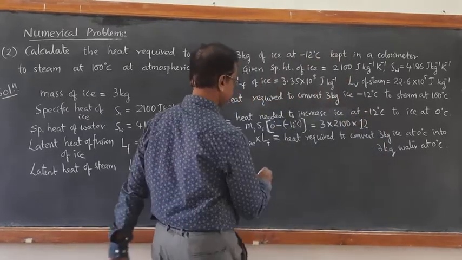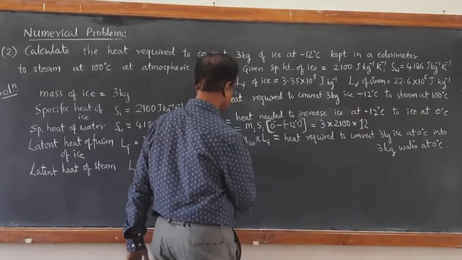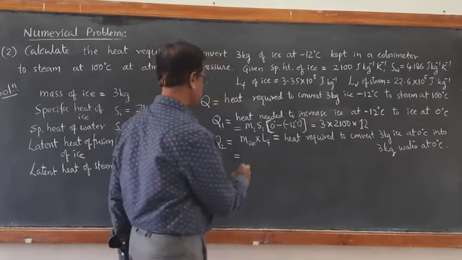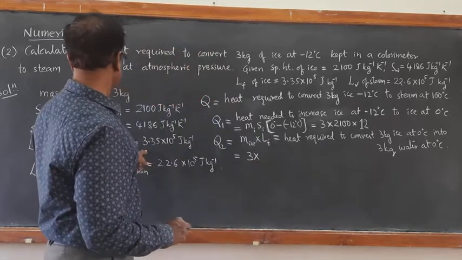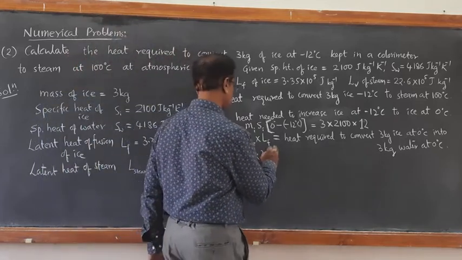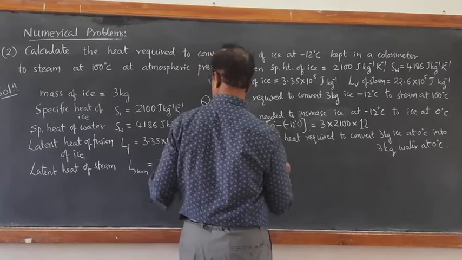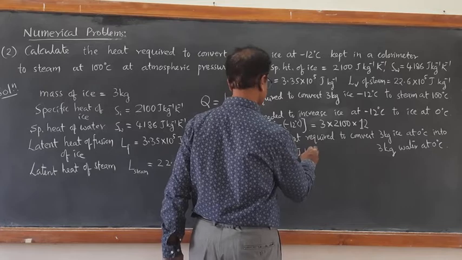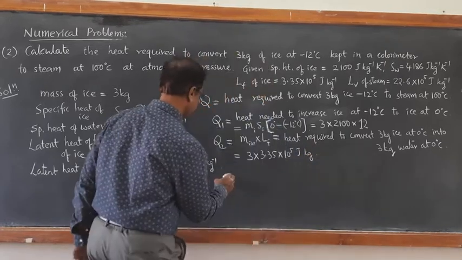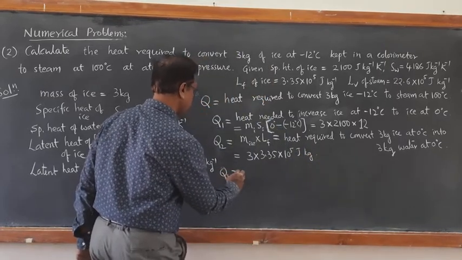Then Q2, mass of ice. Mass of ice is how much? 3 kg into latent heat of fusion. Latent heat of fusion is given 3.35 into 10 raised to 5 joule per kg. Then Q3, see the interesting part.